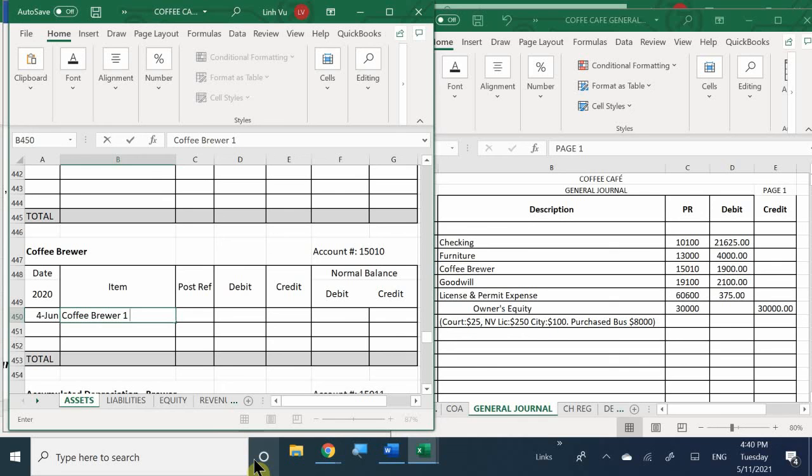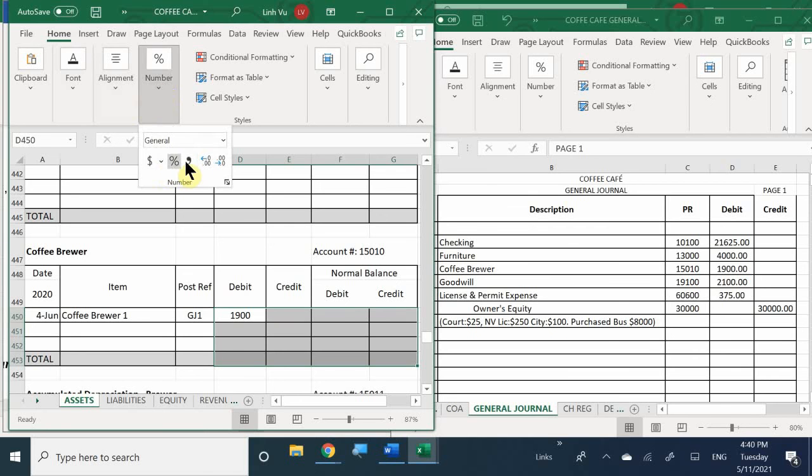Okay, you can say I purchased it, whatever you'd like. Of course, post reference here is going to be my general journal number 1. All right, I'm still on page 1, and my coffee brewer was worth $1,900. Okay. Of course, if I debited my account for $1,900, therefore, what is my account balance going to be? $1,900 on the debit side.